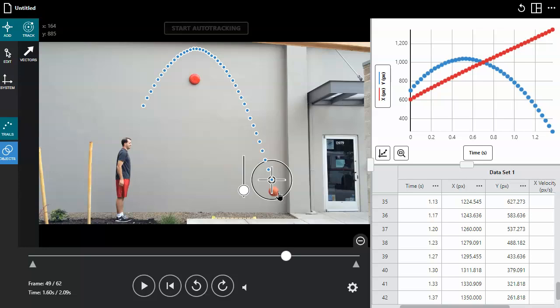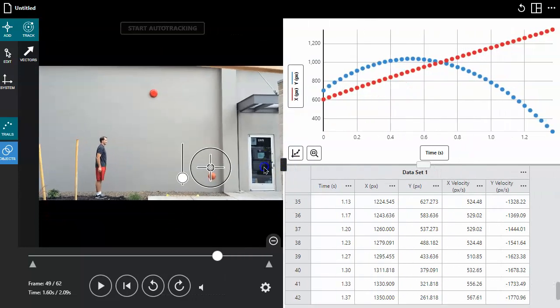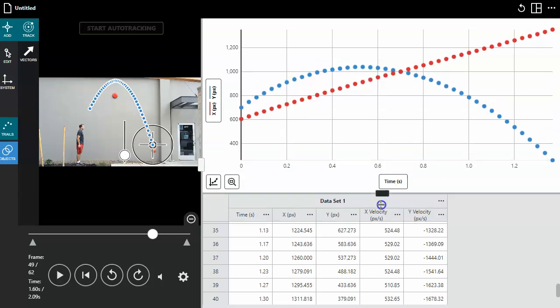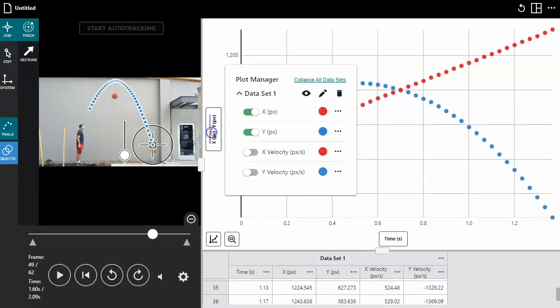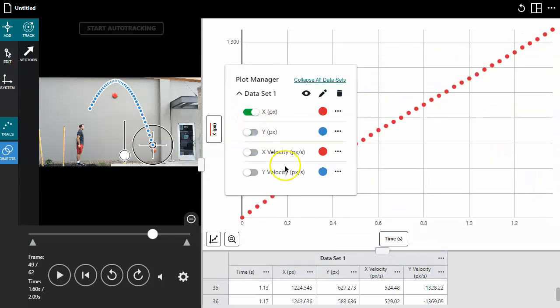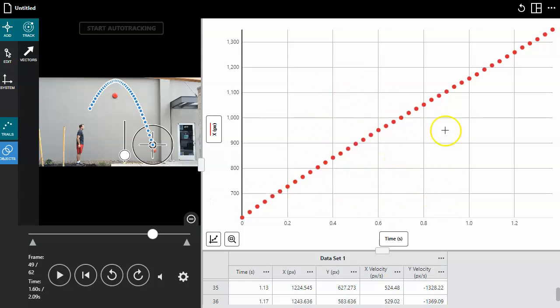All right, so now comes the interesting part. Now we're going to analyze the graph here. We're going to start with the horizontal position versus time graph. And take a look at this graph here. You'll notice that it's a straight line. The significance of this straight line is that on a position versus time graph, the slope of the graph represents the velocity. The fact that it's a straight line tells us that this basketball horizontally is moving at constant velocity.